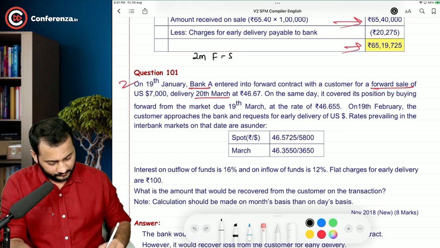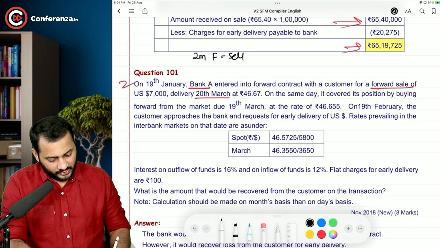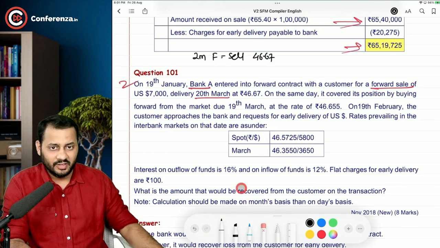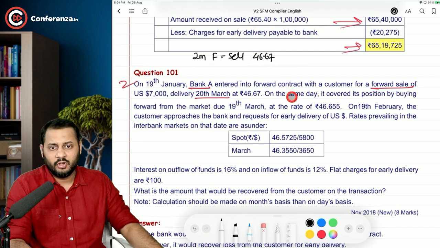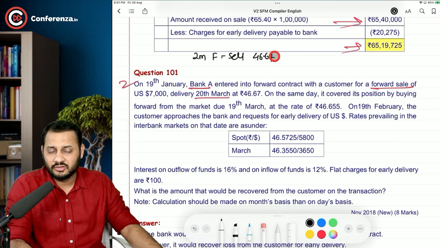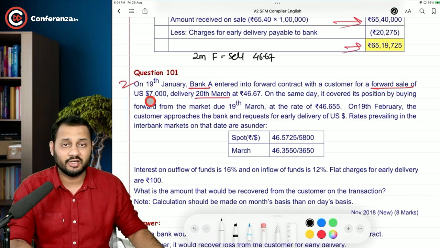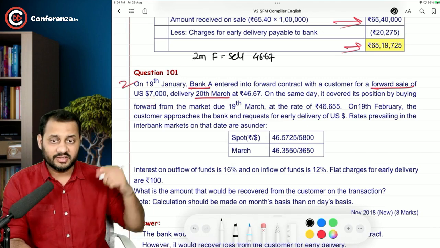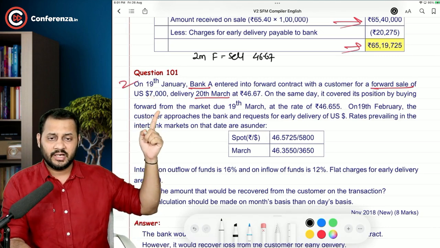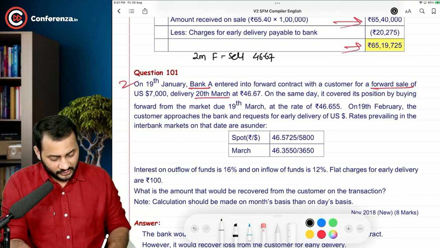Okay. And that is at 46.67. So the bank will receive 46.67. On the same day, it covered its position. Obviously, the bank will pay $7,000 and receive rupees. The bank will sell this dollar, na? But in order to sell this dollar, the bank has to buy the dollars on that date. They cannot buy it early. So the bank covered itself in the forward interbank market at a rate of 46.655. So it was like a 2-month forward buy contract.